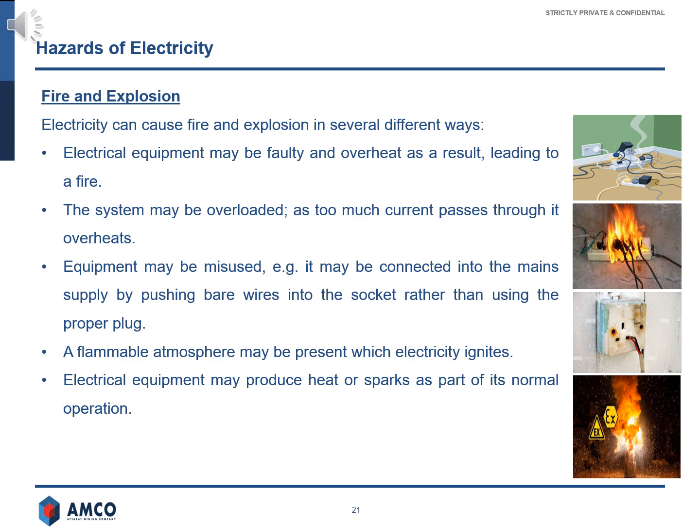Electrical equipment may be faulty and overheat as a result, leading to a fire. The system may be overloaded, as too much current passes through it, it overheats. Equipment may be misused, e.g., it may be connected into the mains supply by pushing bare wires into the socket rather than using the proper plug. A flammable atmosphere may be present which electricity ignites. Electrical equipment may produce heat or sparks as part of its normal operation.